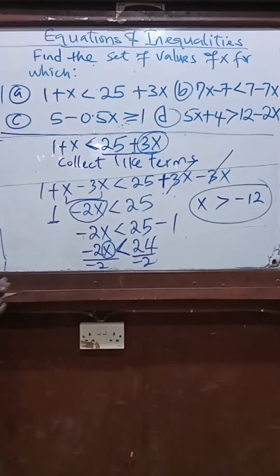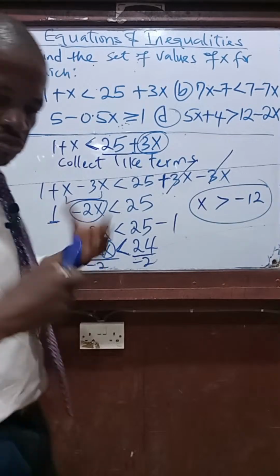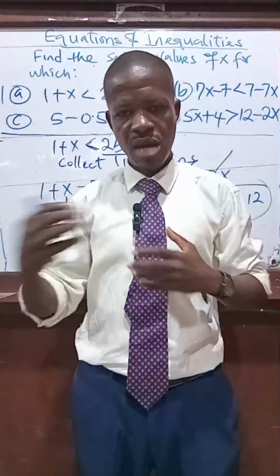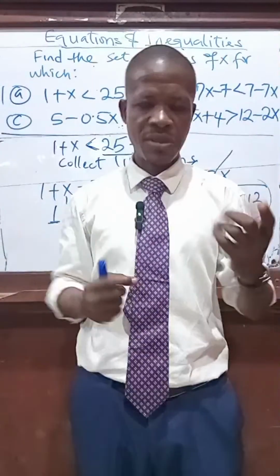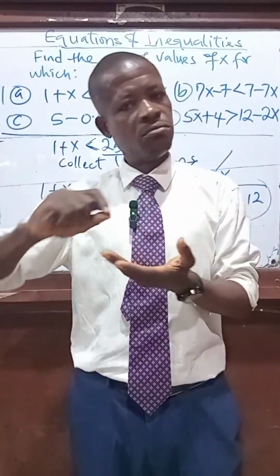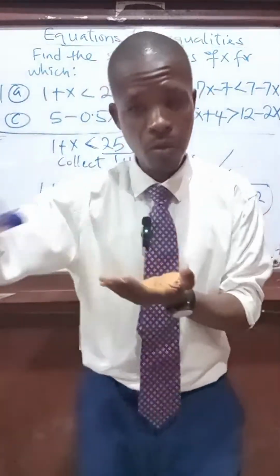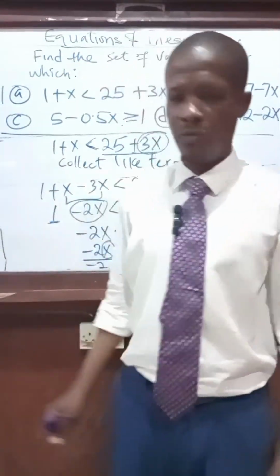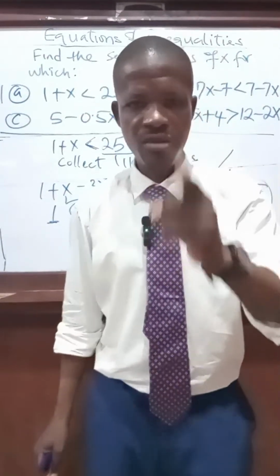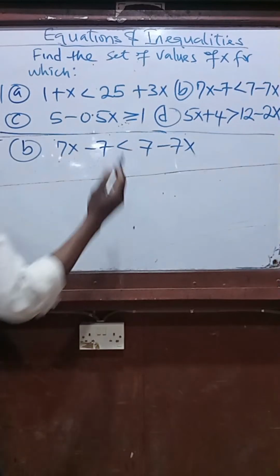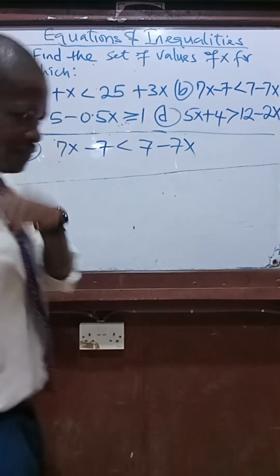Let's see the second one. As we are going on, please take your journal, your writing materials, your pen, and begin to follow along with me. Very important, very crucial. What we do is that I want the x variable to be on the left side.